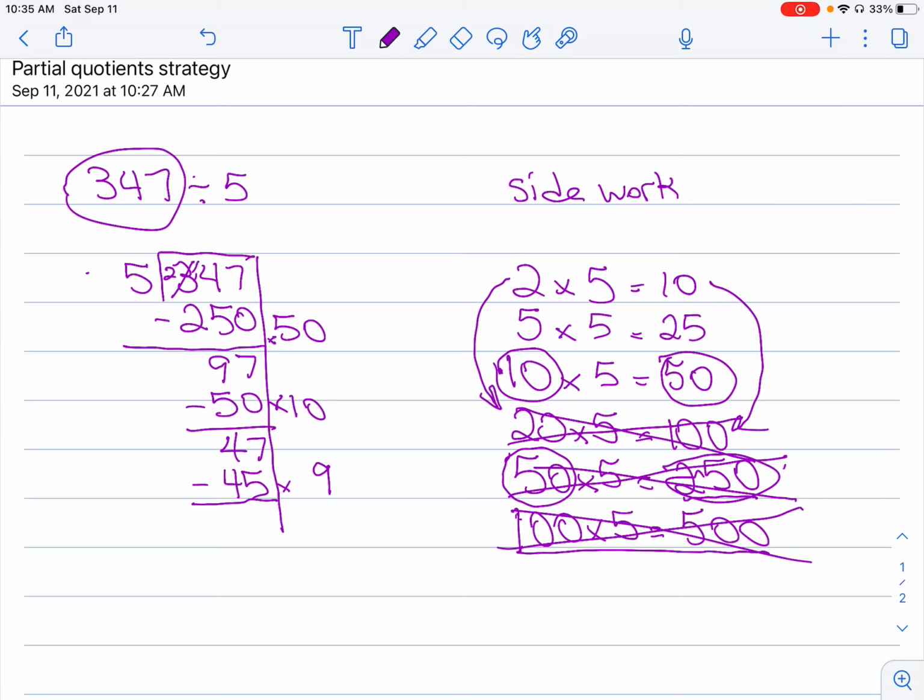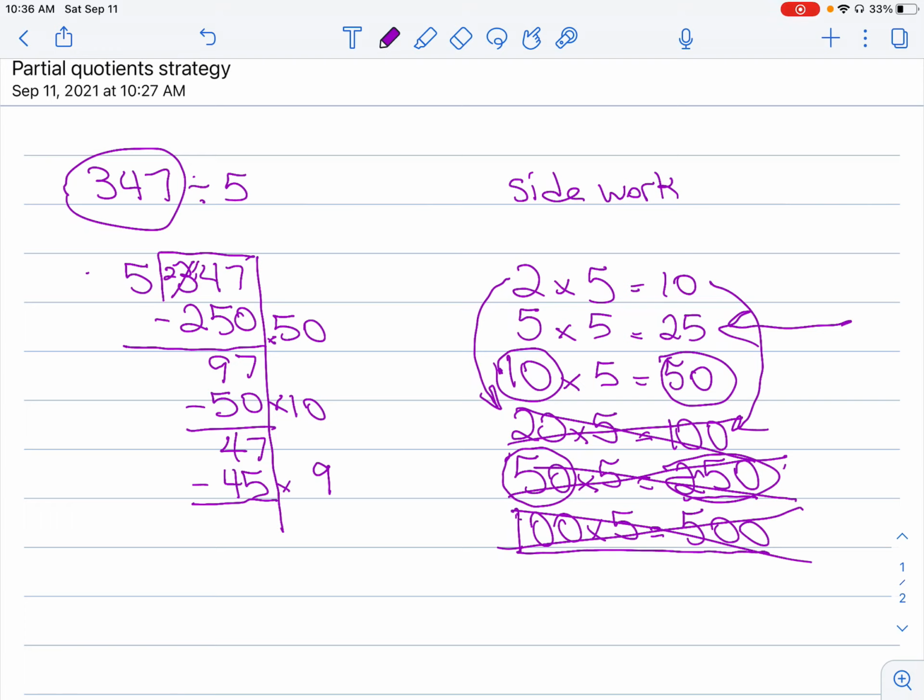Now, I'm just going to stop there for a second. If you didn't think of your basic fact at this point, you could have actually just taken away 25. And then you'd be left with an amount, and maybe then you would realize the basic fact that would help you. So, there's multiple ways of doing this, but ultimately you want to get down as far as you can.